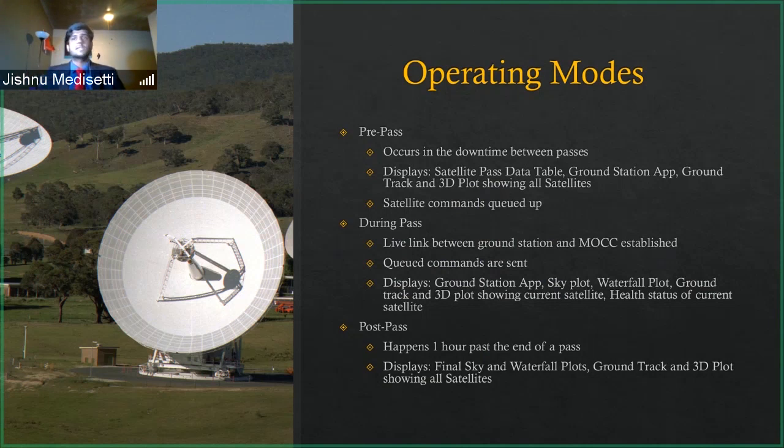Along with this, our ground station app and our Skyplot and Waterfall apps are also going to be presented live. And the STK scenario is going to hide all the other satellites except for the one that we're currently visualizing. And we're also going to display the health status of the current satellite. And then finally, once the pass has ended and up to an hour afterwards, we are going to show the final sky plots and waterfall plot from the pass that just occurred. And the STK model is going to update to represent the new orbits of these satellites, along with the rest of the satellites coming back into view.